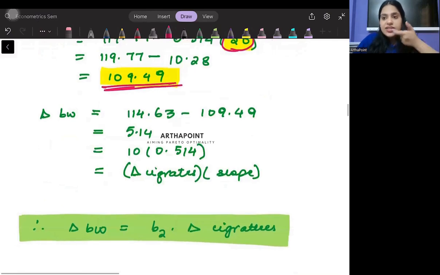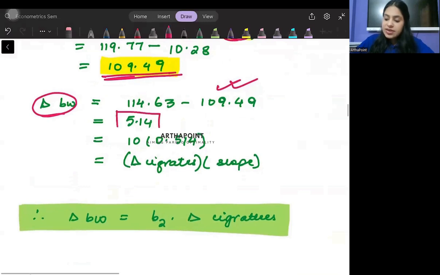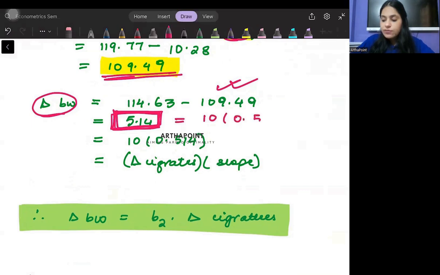Now this says find the difference in the birth weight and then comment on that difference. So I try to find the difference in the birth weight. This is 114.63 minus 109.49. And when you find the difference, you will get 5.14. So 5.14 can be rewritten as 10 into 0.514. And 0.514 was nothing but the slope coefficient. And 10 is nothing but the gap in the cigarettes.